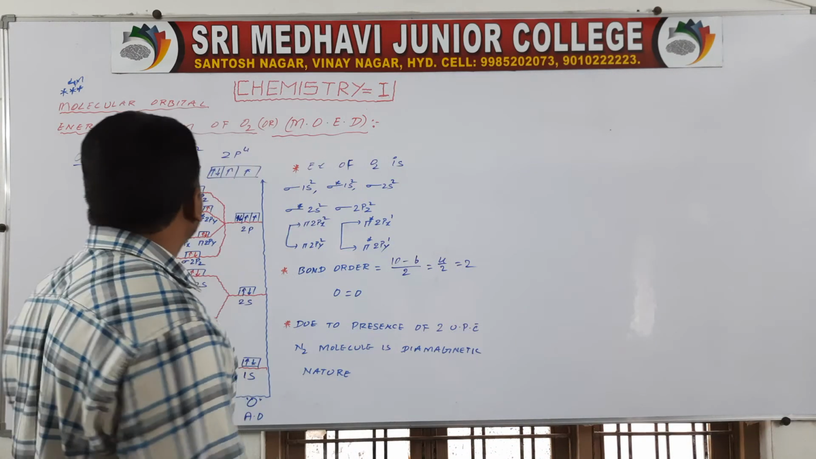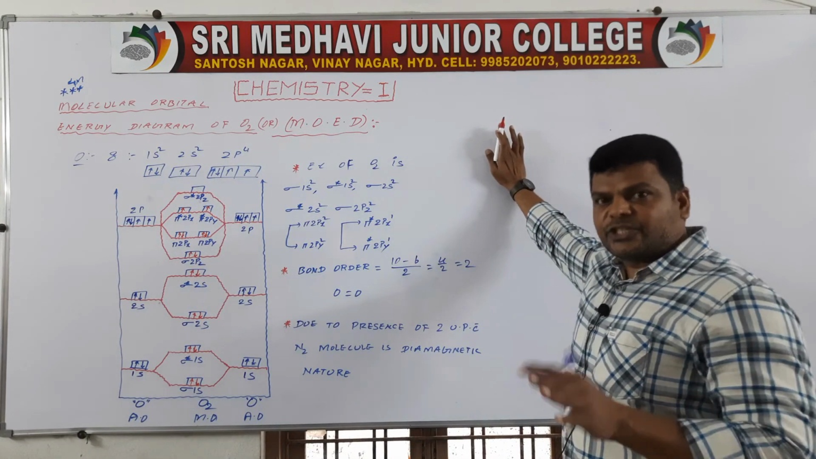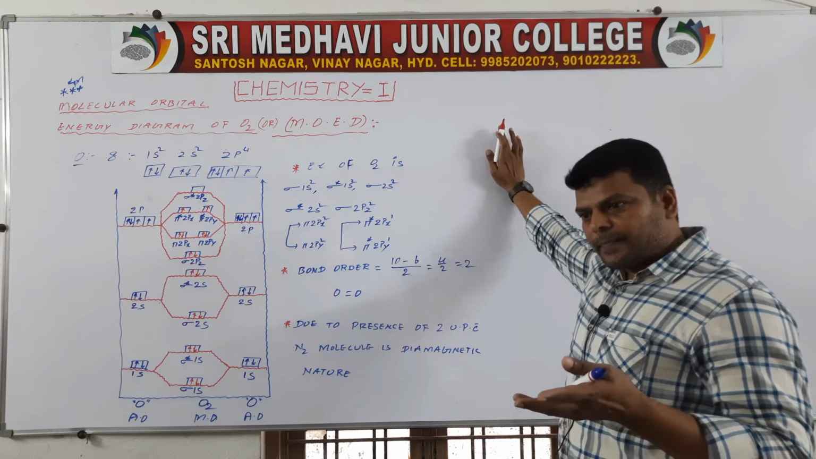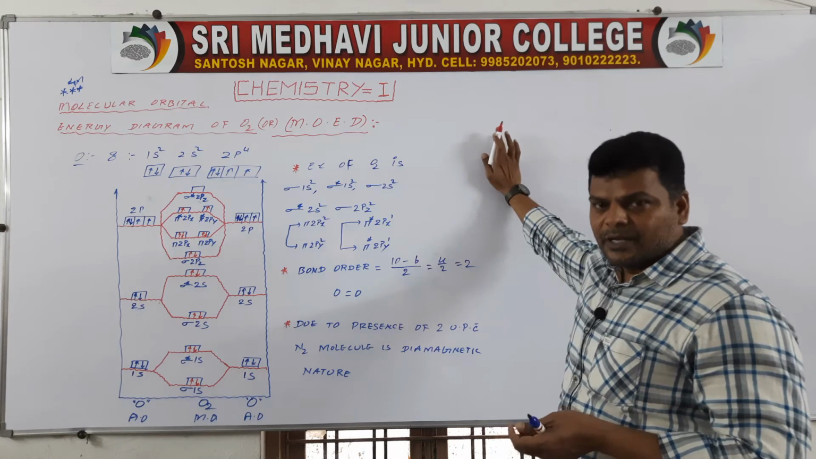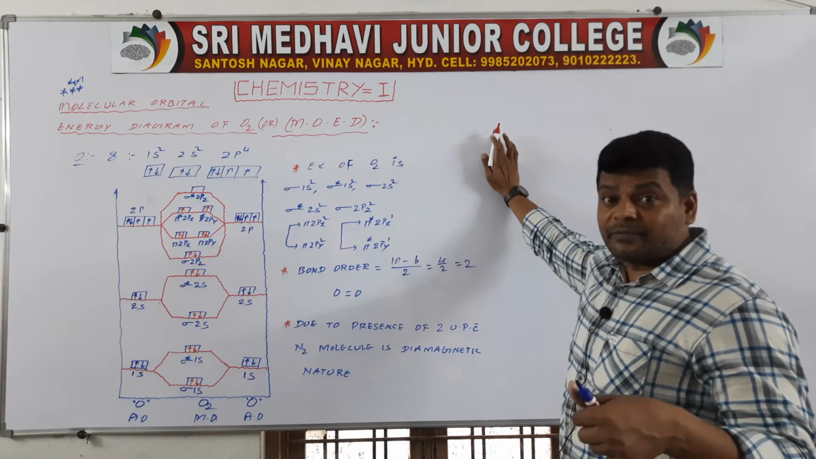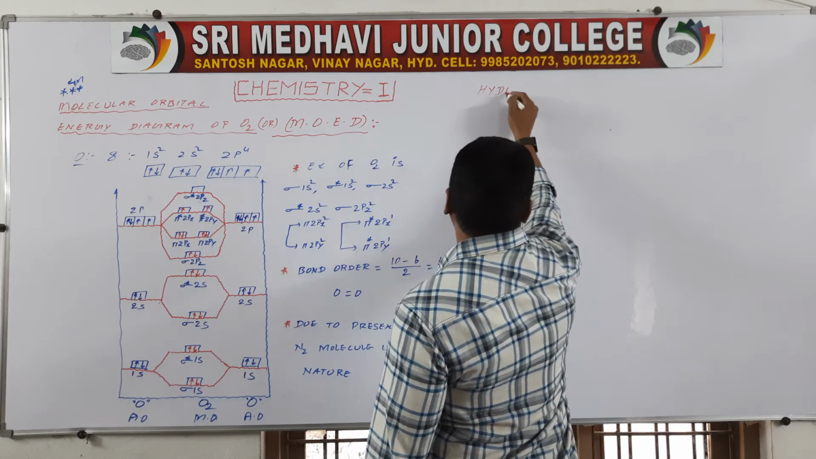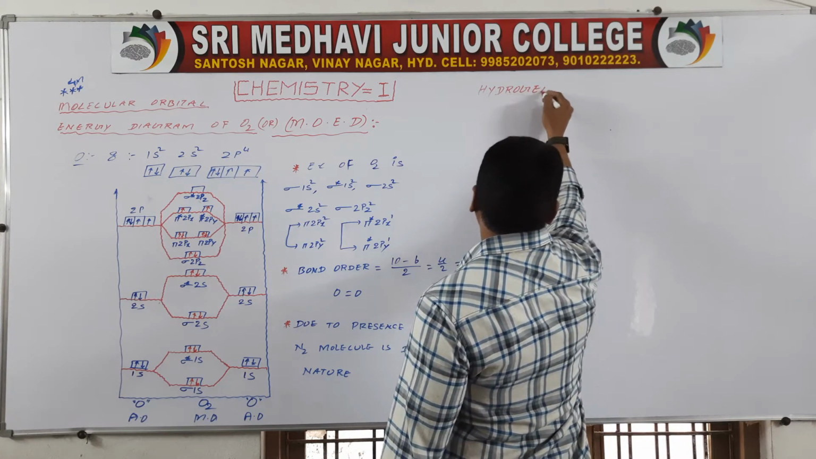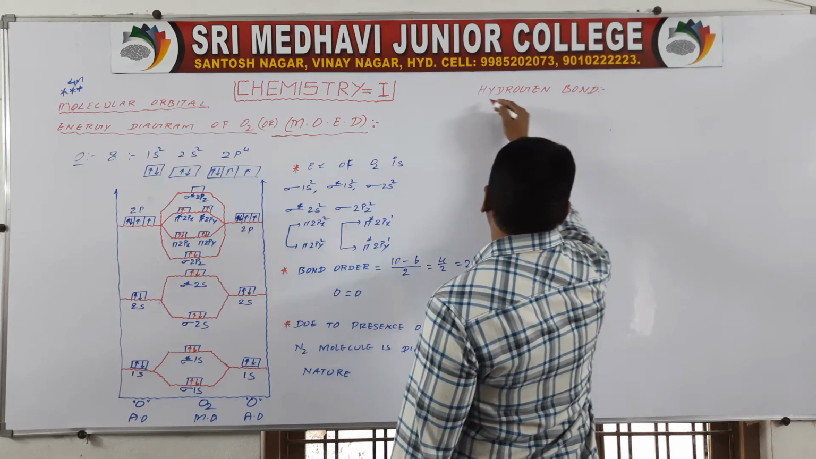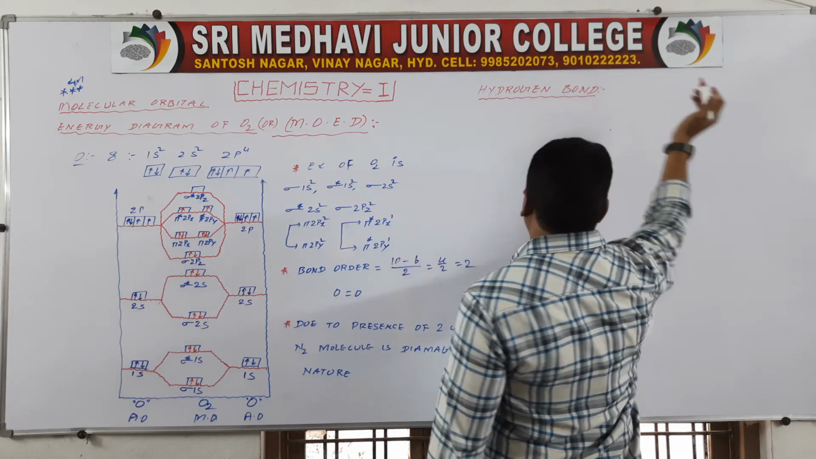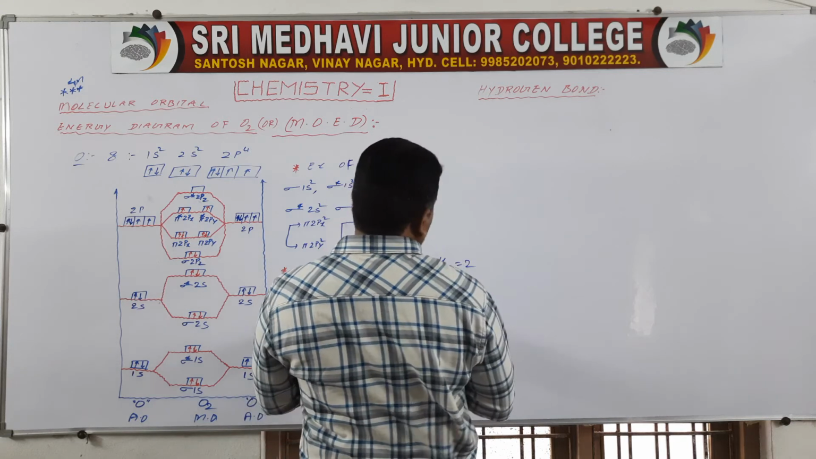Up to this, in this chapter we discussed ionic bond, covalent bond, coordinate covalent bond. Now we are going to discuss one more type of bond, that is hydrogen bond.